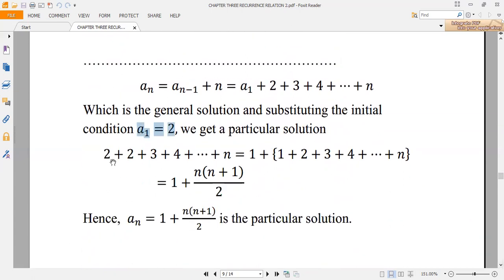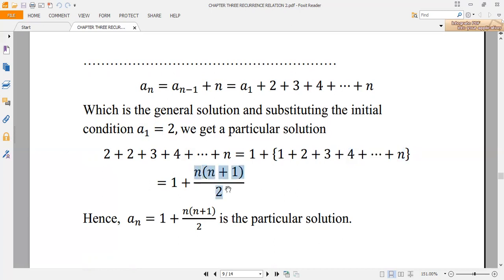Now to find that particular solution, substituting a1, you'll get 2 plus 2 plus 3 plus 4 plus up to n. Now let's split 2 as 1 plus 1, then we have 1 plus (1 plus 2 plus 3 plus 4 plus up to n).